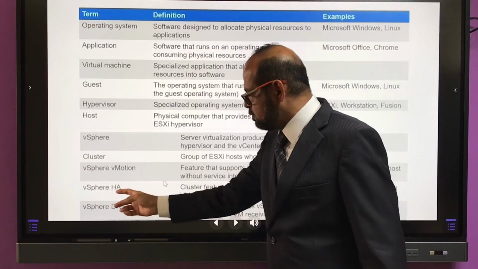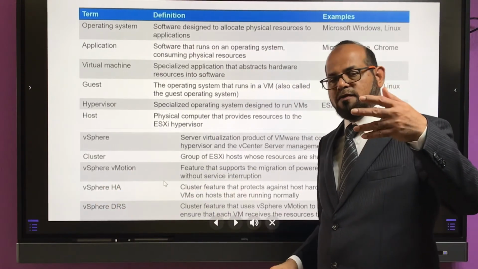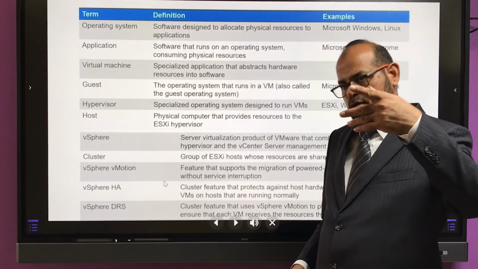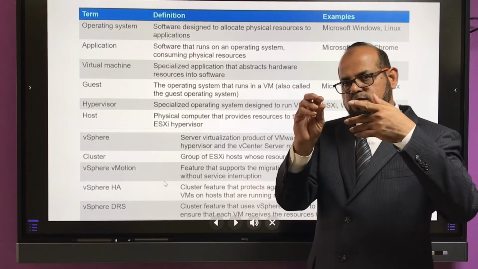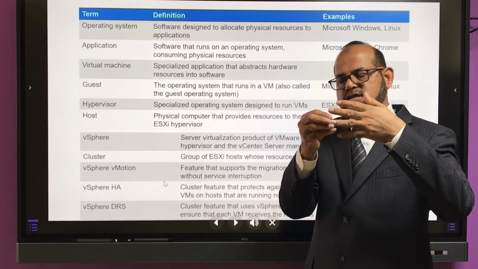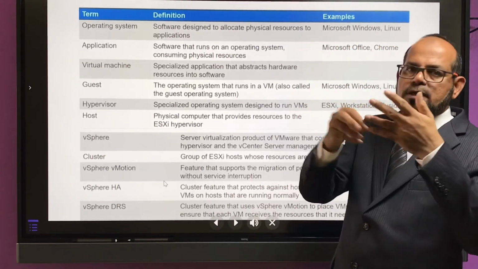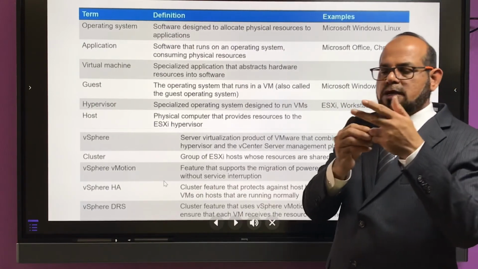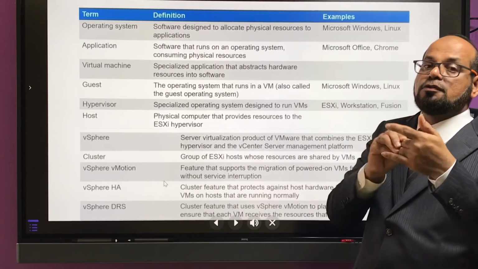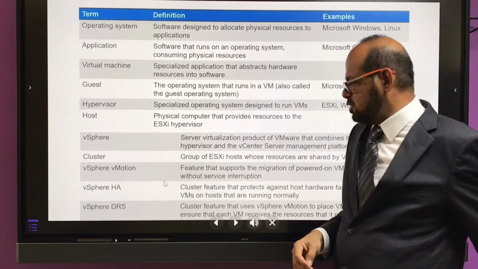Now vSphere High Availability. High availability in the sense, if one ESXi host fails, then the virtual machine is allowed to move to the next ESXi host. So in that case, you will have high availability for the virtual machine to migrate in case of failure.